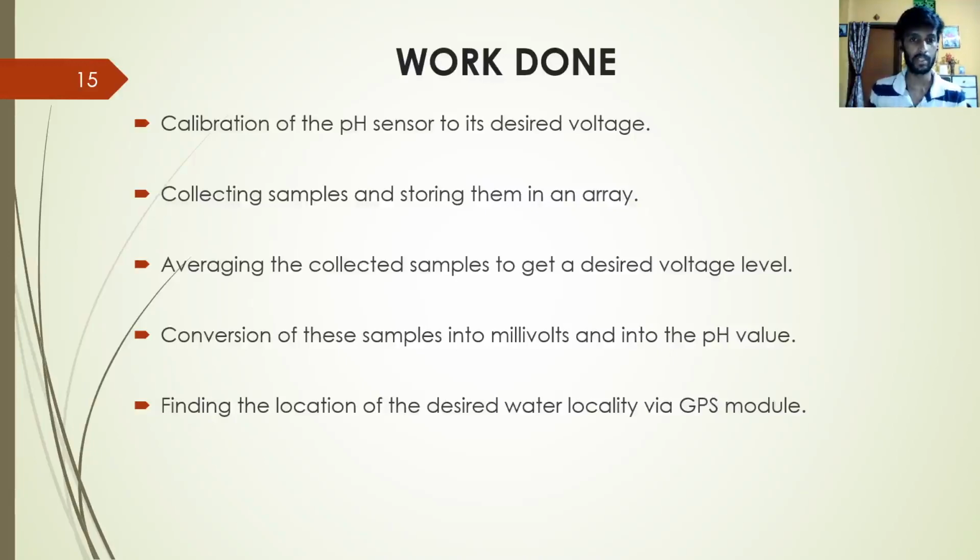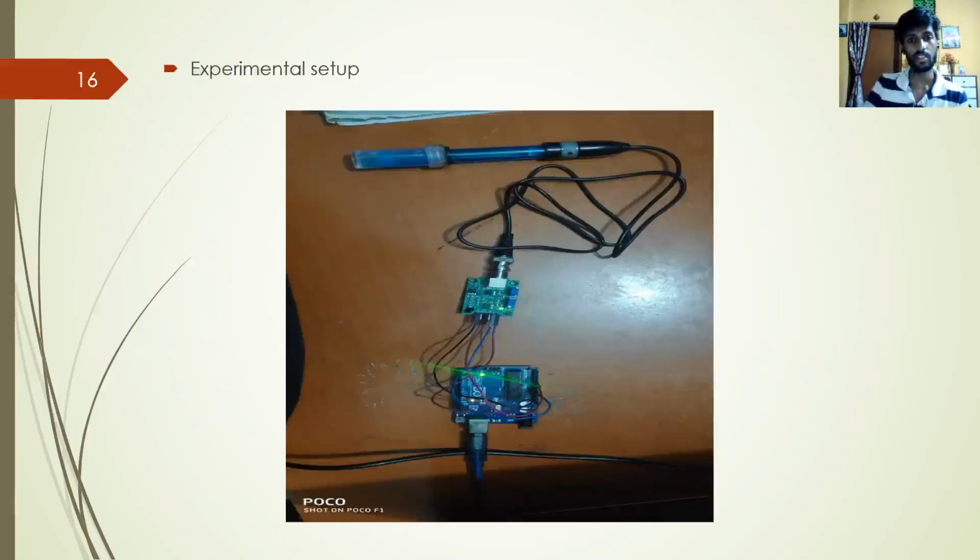Then we collected the samples and stored them in an array. Here the array means the collection of values that we already discussed in the flowchart of the pH, where we saw that the pH is collected and it can store 10 samples. You can take 20 samples or 30 samples. Then we averaged those collected samples and got the desired voltage. Then comes the conversion of this millivolts into the pH, and finally the location of the water via the GPS module. So this was the experimental setup.